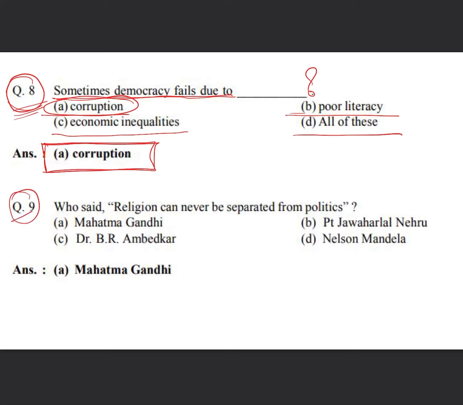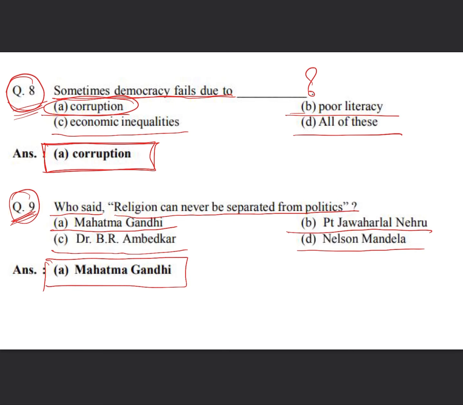Question number 9. Who said religion can never be separated from politics? Was it A. Mahatma Gandhi, B. Pandit Jawaharlal Nehru, C. Dr. B.R. Ambedkar, or D. Nelson Mandela? So the statement was given by option A, Mahatma Gandhi. It is the correct answer.